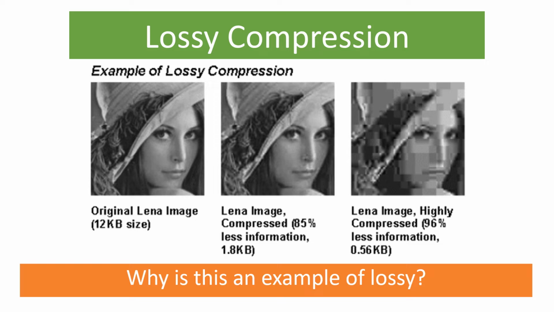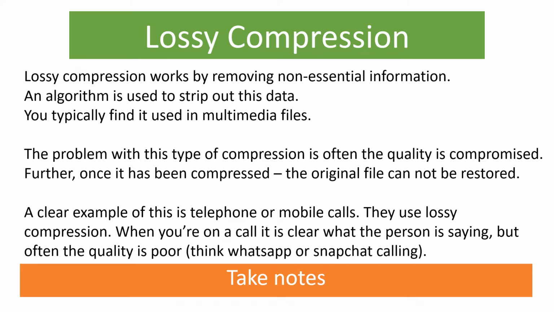Here you can see an example of lossy compression. You can see the original image on the left-hand side, which is 12 kilobytes, and a compressed image which has gone right down to 0.5 of a kilobyte. Lossy compression works by removing non-essential information. An algorithm is used to strip out all this data, and you often see it in multimedia files and images. The problem with this is, as you strip this data off, sometimes the quality can be compromised. Once that data has been deleted, it cannot be restored.